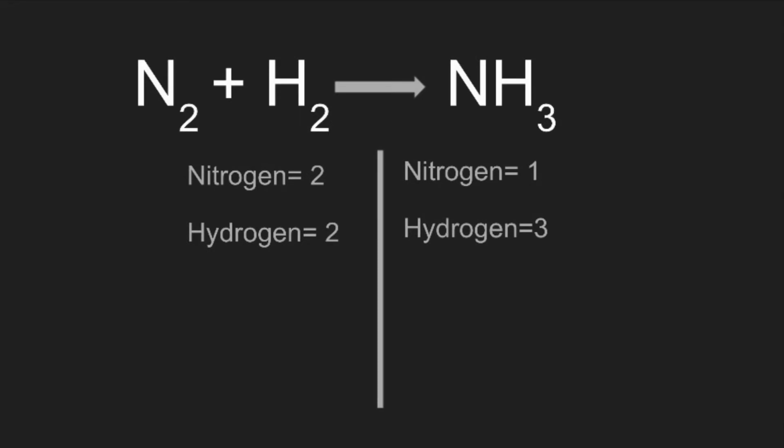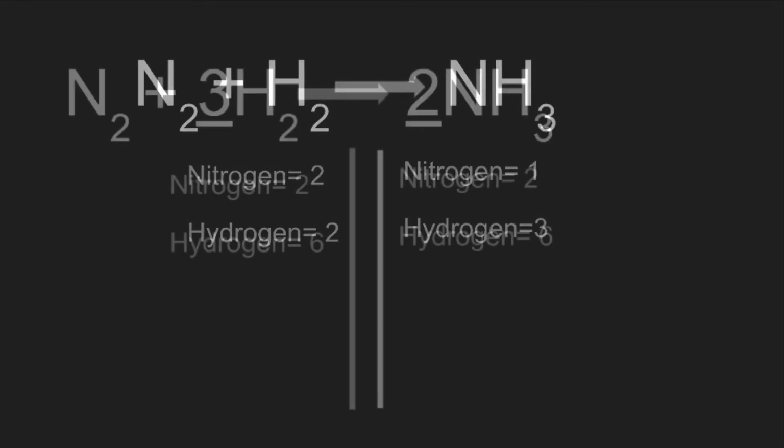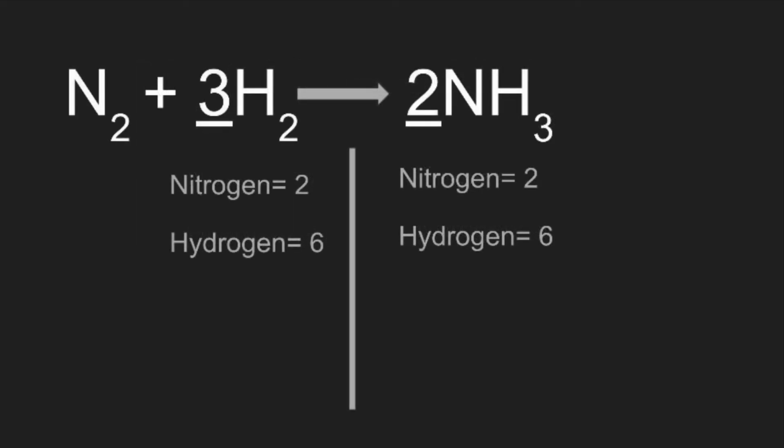We must balance the equation. We must add a coefficient of 3 in front of the hydrogen gas on the reactant side and a coefficient of 2 in front of the ammonia on the product side. Now we have equal amounts of nitrogen and hydrogen on both sides of the equation. This satisfies the law of conservation of mass.